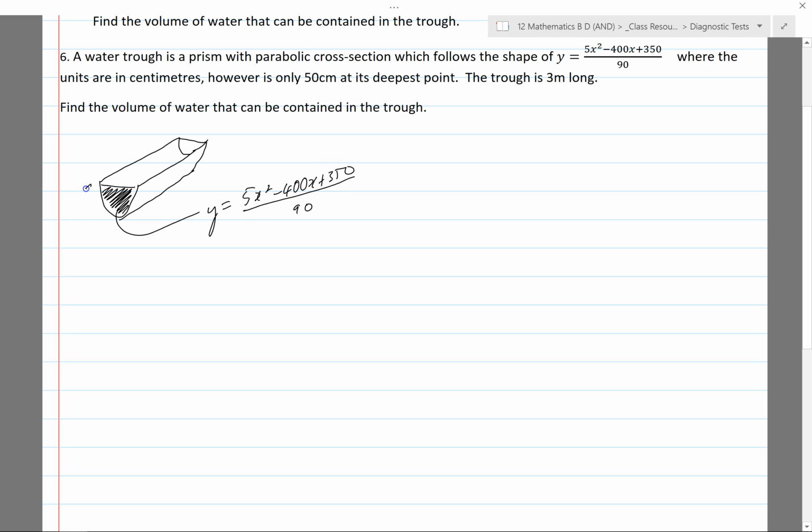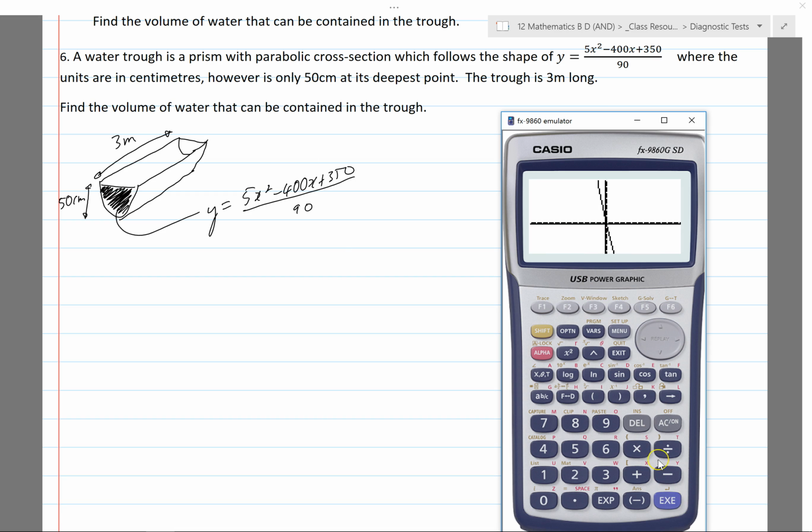Okay, I know that it's 50 centimeters at its deepest point, and I know that this is 3 meters long. So my real challenge is to try and find this shaded area of that parabolic cross-section. Since I'm in maps territory, I'll graph it on my calculator and see what it looks like. Can't really see anything. Better zoom out. Better keep zooming out. Okay, no good. Maybe auto zoom. Yeah, okay. I've got an idea of what's going on now.